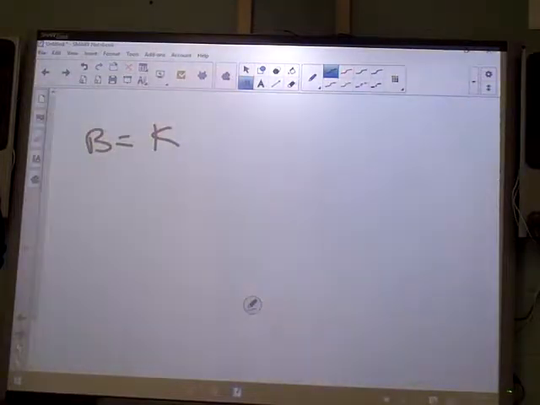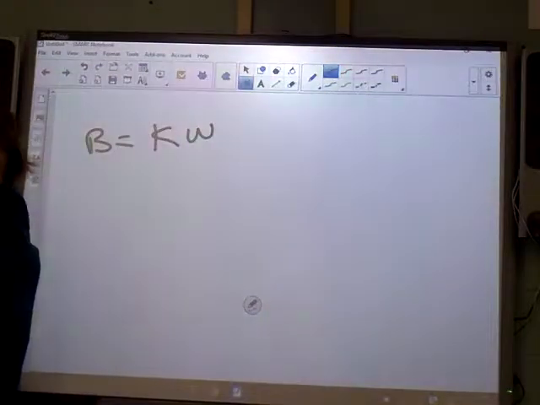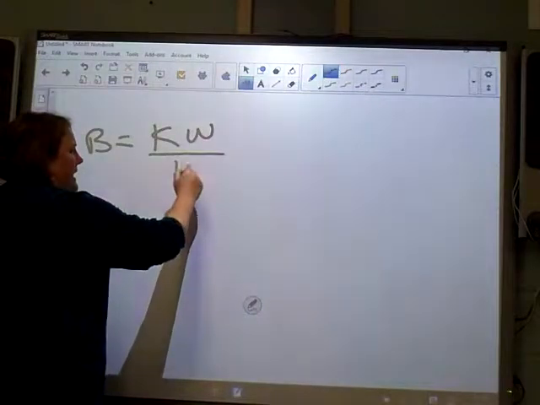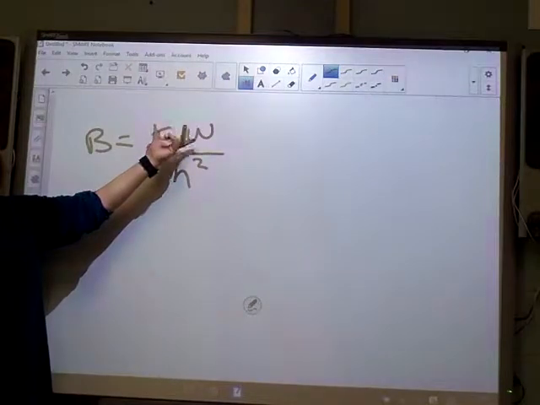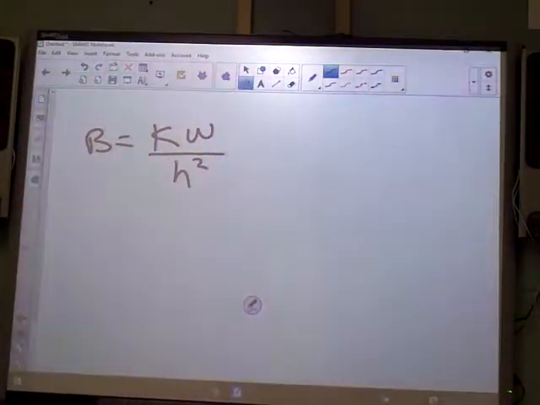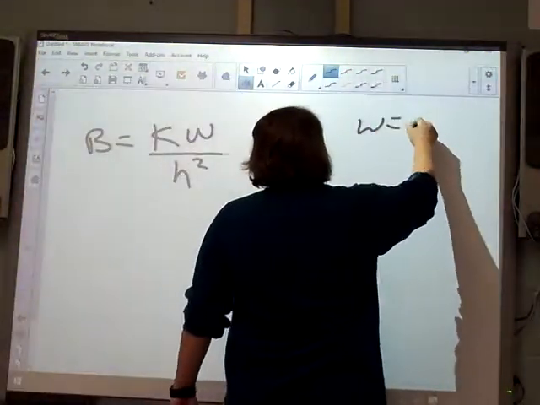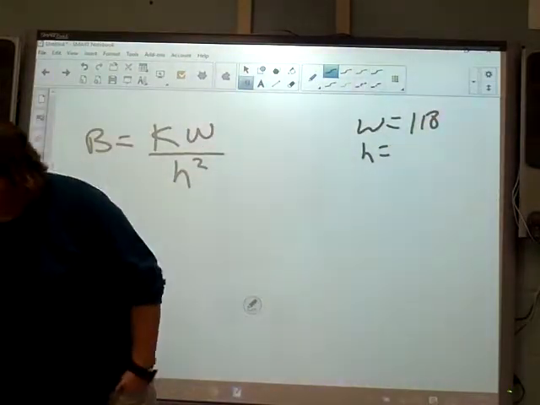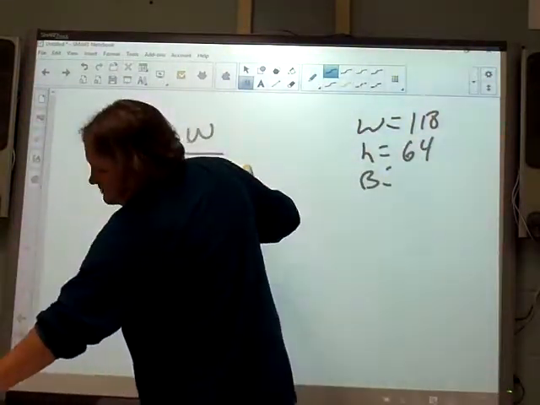BMI varies directly as an individual's weight in pounds, and inversely as the square of their height in inches. So we had both of them there. We varied directly as the weight, so we multiplied, and inversely as the square of the height, so we divided. All right, here's what we got. A person who weighs 118 pounds and is 64 inches tall has a BMI of 20.